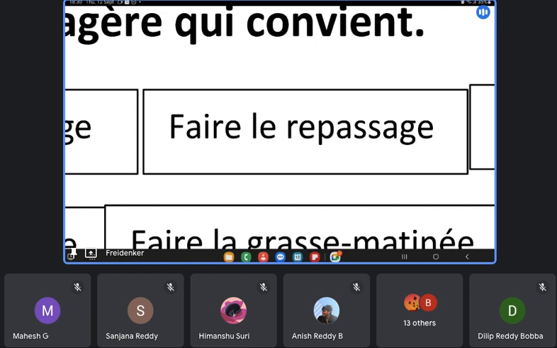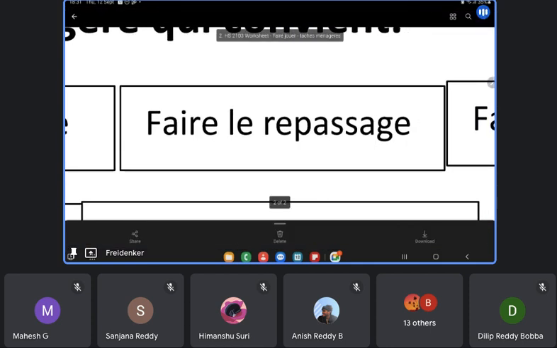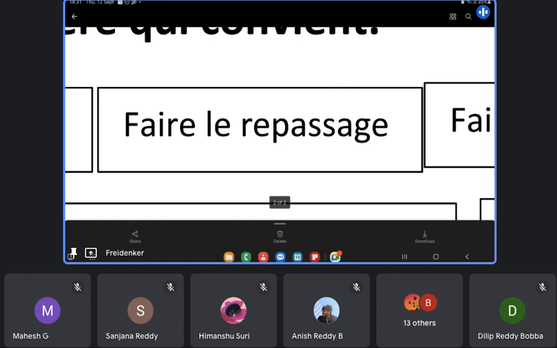Faire le repassage is, I think, to iron the clothes. Let me just verify it. Repassage. Yes, it means to iron. To do the ironing. So it literally means to do the ironing. It ends with an E, but it is not feminine because usually AGE words are masculine. Words ending with AGE are usually masculine. But the exception is plage. Plage again is feminine. So many words I've been throwing around at you people. Anyways, so faire le repassage, it is to iron clothes.